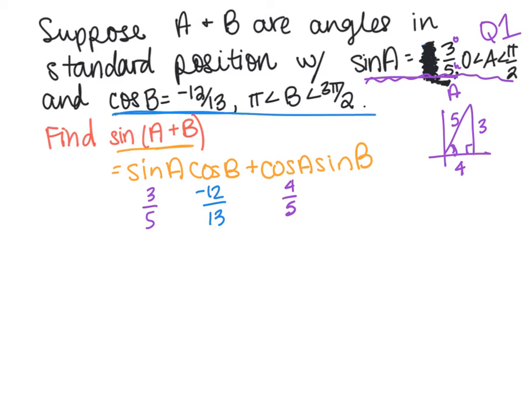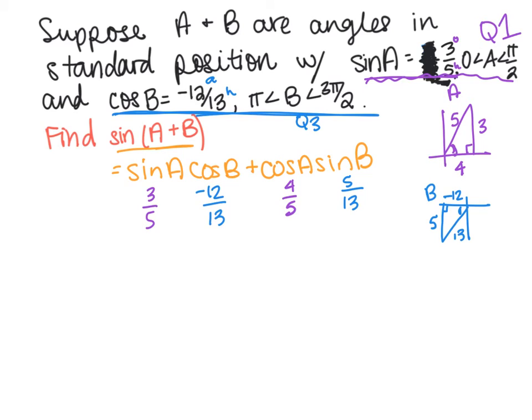Same thing for B. So we have that pi is less than B, which is less than 3 pi over 2. That tells us we're in quadrant 3. So this is angle B. And we know that cosine is adjacent over hypotenuse, negative 12/13. If we do the Pythagorean theorem, we find out this third side has a length of 5. So sine of B, opposite over hypotenuse, would be 5/13.